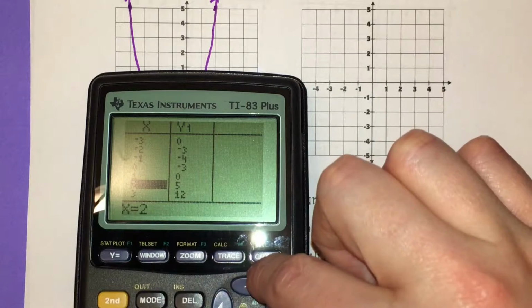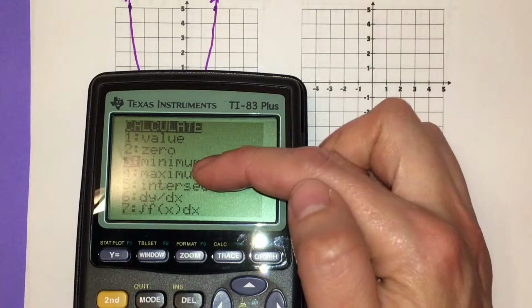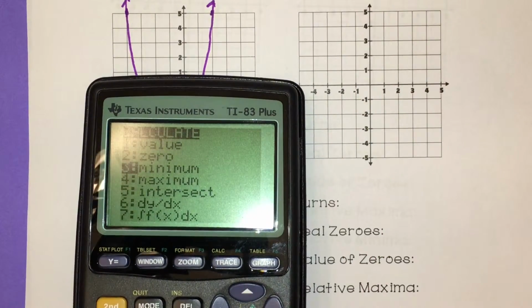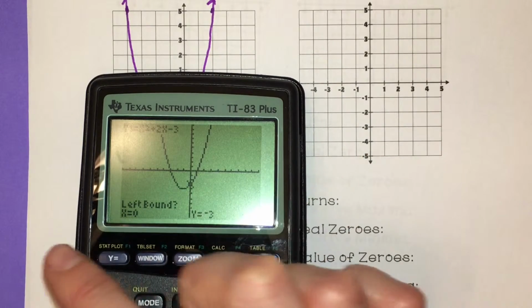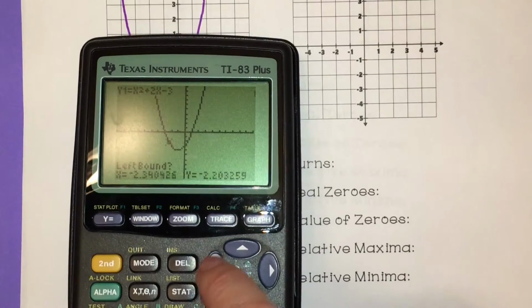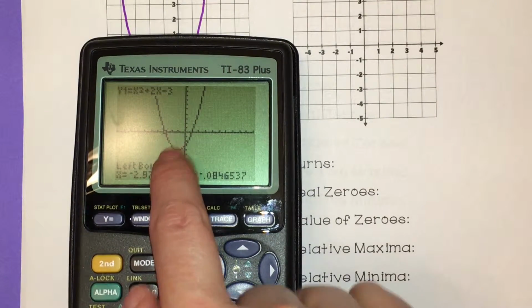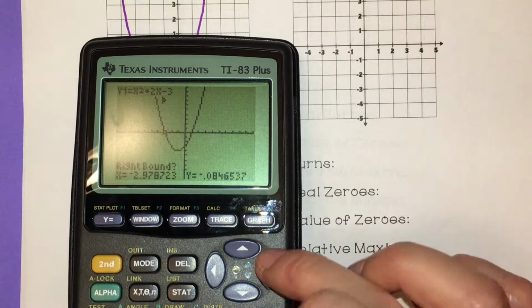So one thing that you can do, most calculators have this calc or calculate button when you're dealing with your graph. So I'm going to hit that and I can scroll through these and I can actually find the minima value. So I'm going to hit enter and it says left bound. That just means get on the left side of that minima. So I'm just going to arrow over till my little cursor gets anywhere on the left side of that minima. I'm going to hit enter.